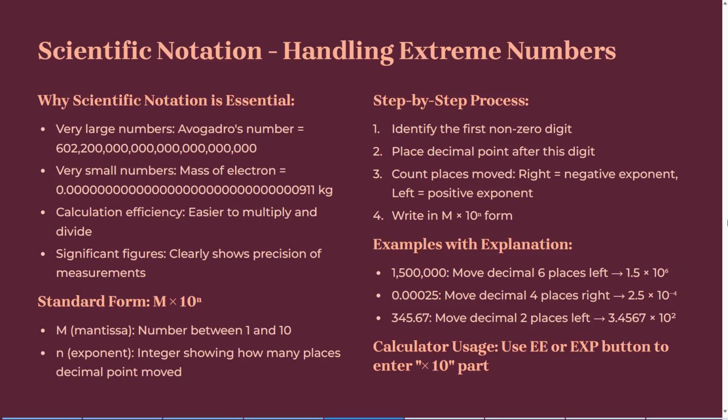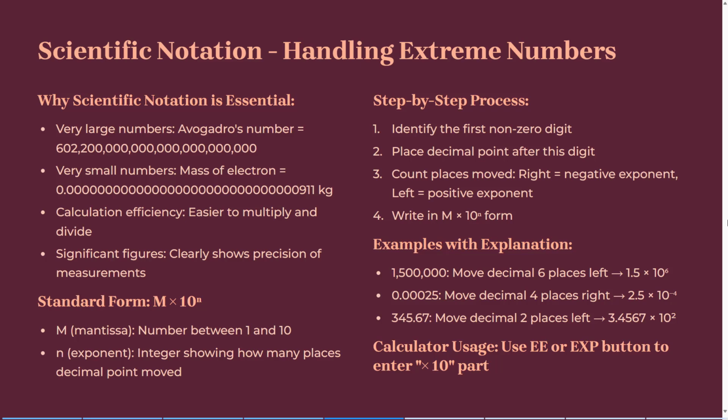Let's convert the number 1,500,000 to scientific notation. First, find the first non-zero digit, that's the 1. Place your decimal point after it: 1.5. Now count how many places you moved the decimal point to the left. That's 6 places. So 1,500,000 becomes 1.5 times 10 to the power 6.